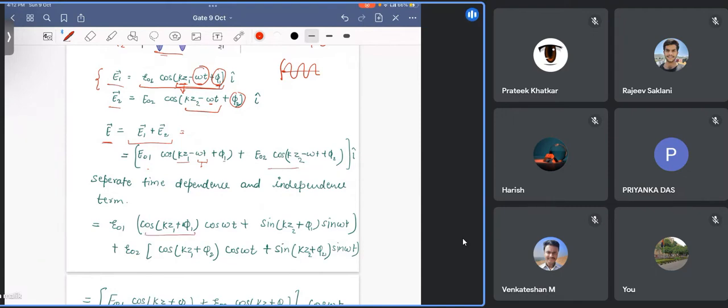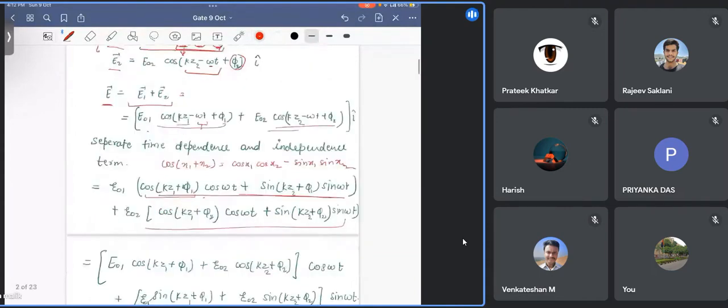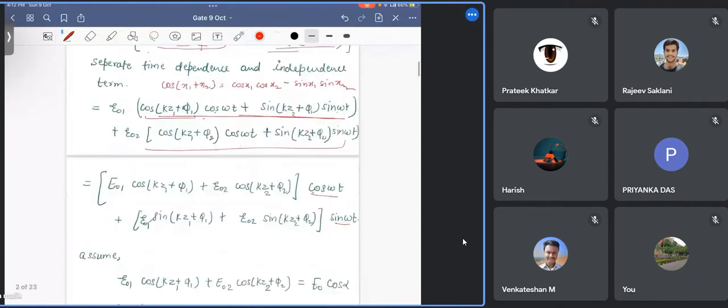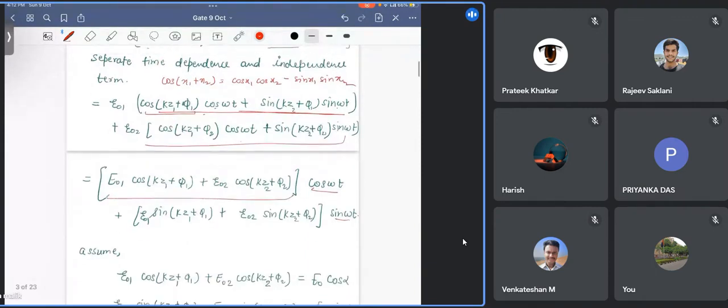Cos(x1 + x2) can be written as cos x1 cos x2 minus sin x1 sin x2. So when we apply this, the first term will become this, and this term will become this. We take the cos omega t terms and the sin omega t terms together. So this is our expression for the superposition of waves.